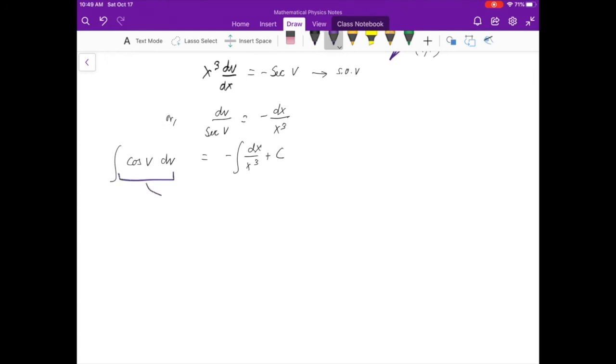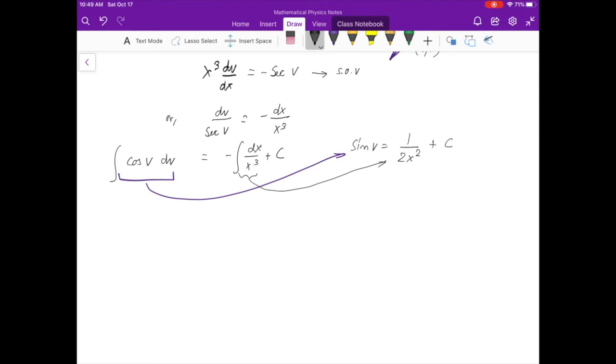The integration of this one, the one that is marked over here, gives sin v, is equal to 1 by 2x squared from the second term over there. So it's equal to 1 by 2x squared and then plus a constant c.